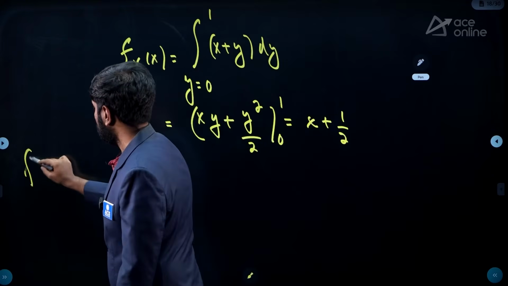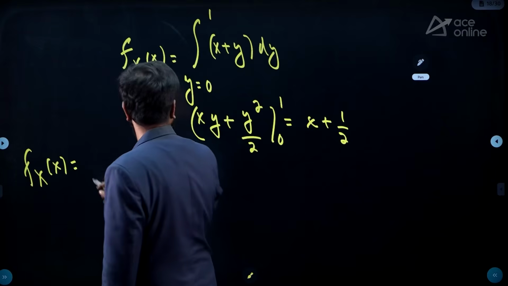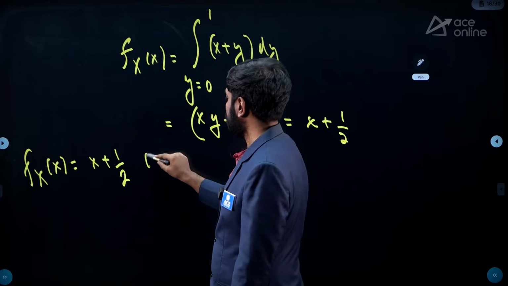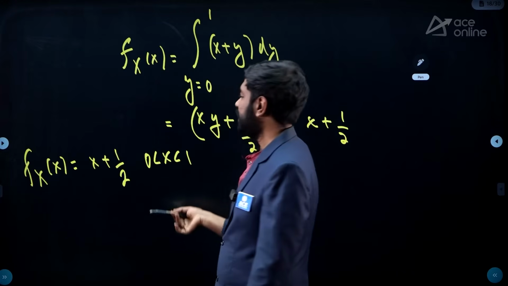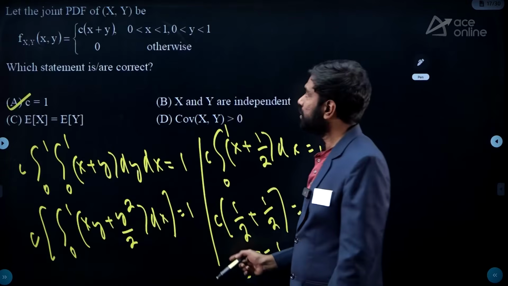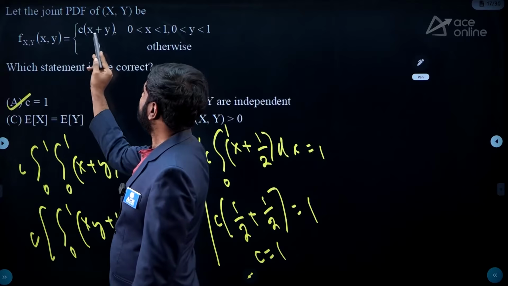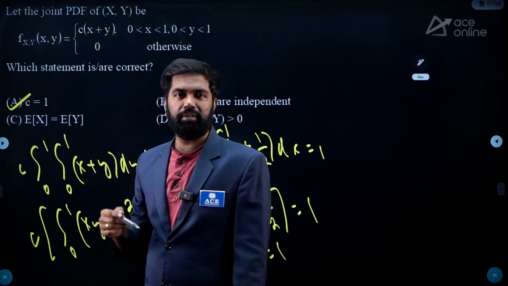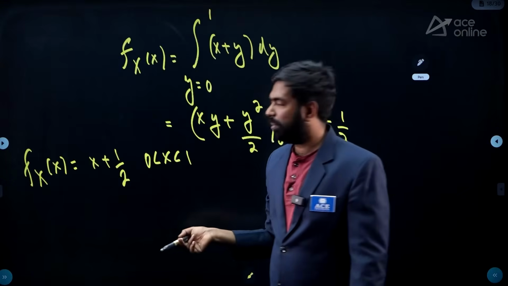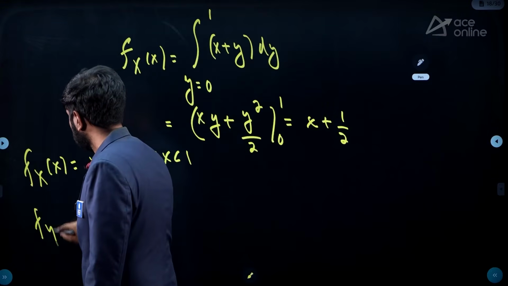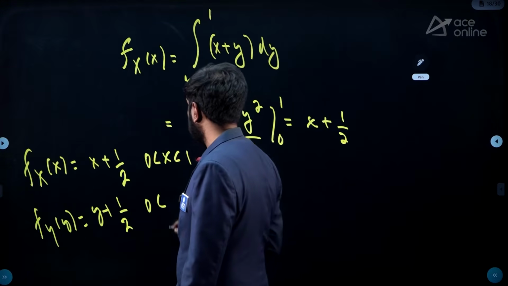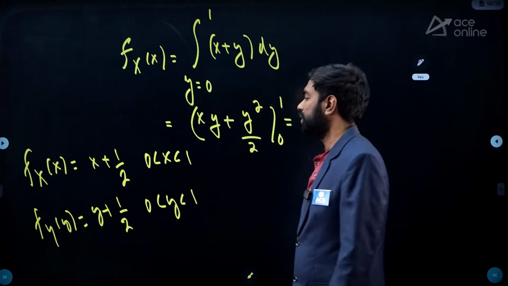So what's the marginal of x? The marginal of x is x plus 1 by 2, where x is in the interval 0 to 1, and outside this it is 0. Now I can also directly tell what is the marginal of y, because our joint PDF is simply x plus y, x to the power 1 plus y to the power 1, and the limits are also identical. You can easily tell what's the marginal of y. Marginal of y is y plus 1 by 2 in these limits, and outside this it is 0.